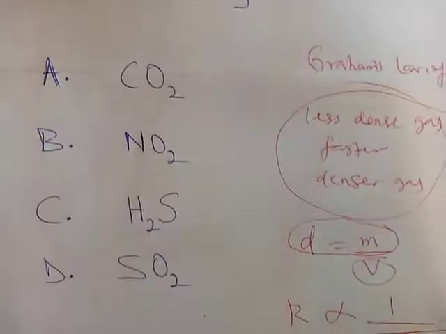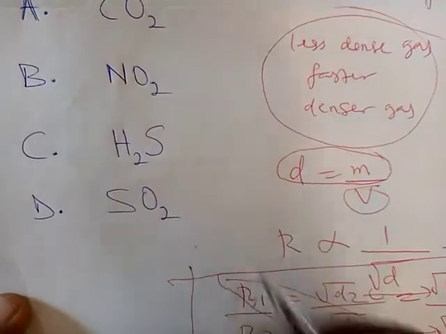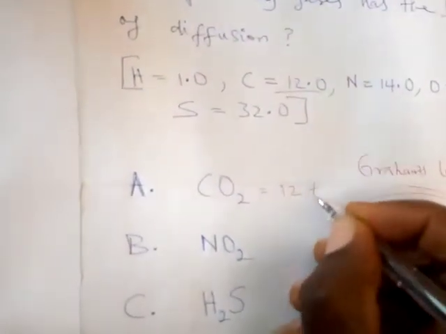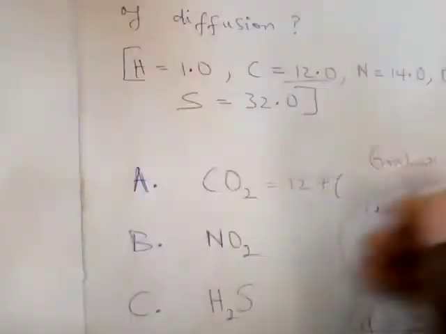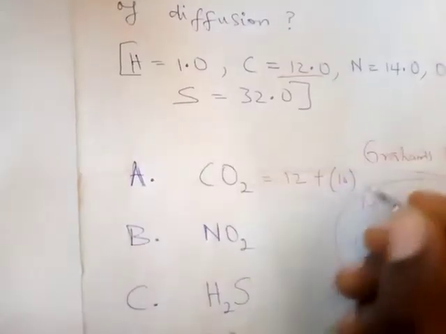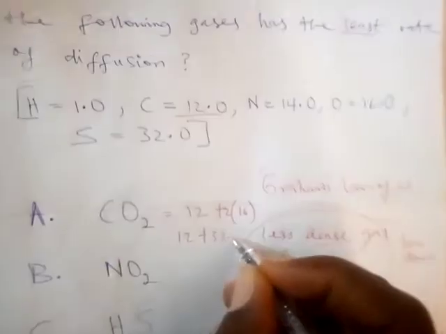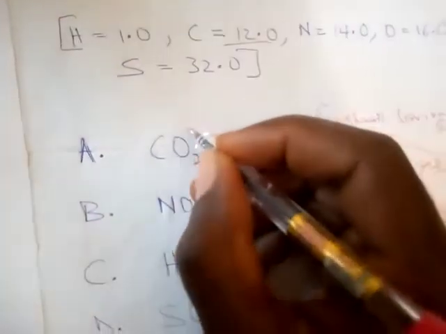So in this question, we cannot find the density. We can just quickly find the molecular mass, and the one that has the higher value we will consider the more dense, and that one will diffuse least, and that will be the answer. So we will now use this to find it. To find CO2, C is 12 plus O, which is 16, and we have 2 of it. So that's 12 plus 32, which is 44. So CO2 gives us 44.